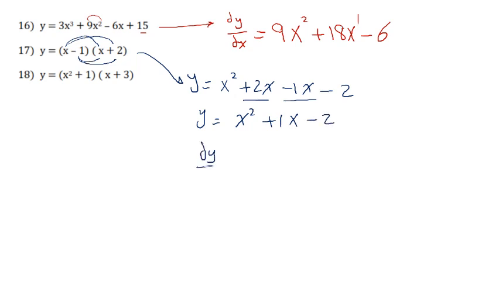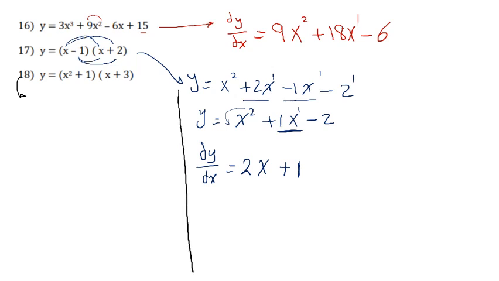So dy by dx is equal to 2x, I put down the power, subtract from the power 1, plus, since it's 1x, I'm taking the coefficient, which is 1. So notice that we simplified y first, and we wrote it in terms of x, or in terms of the power of x, and then we start to find the derivative. We are going to do the same step for number 18.